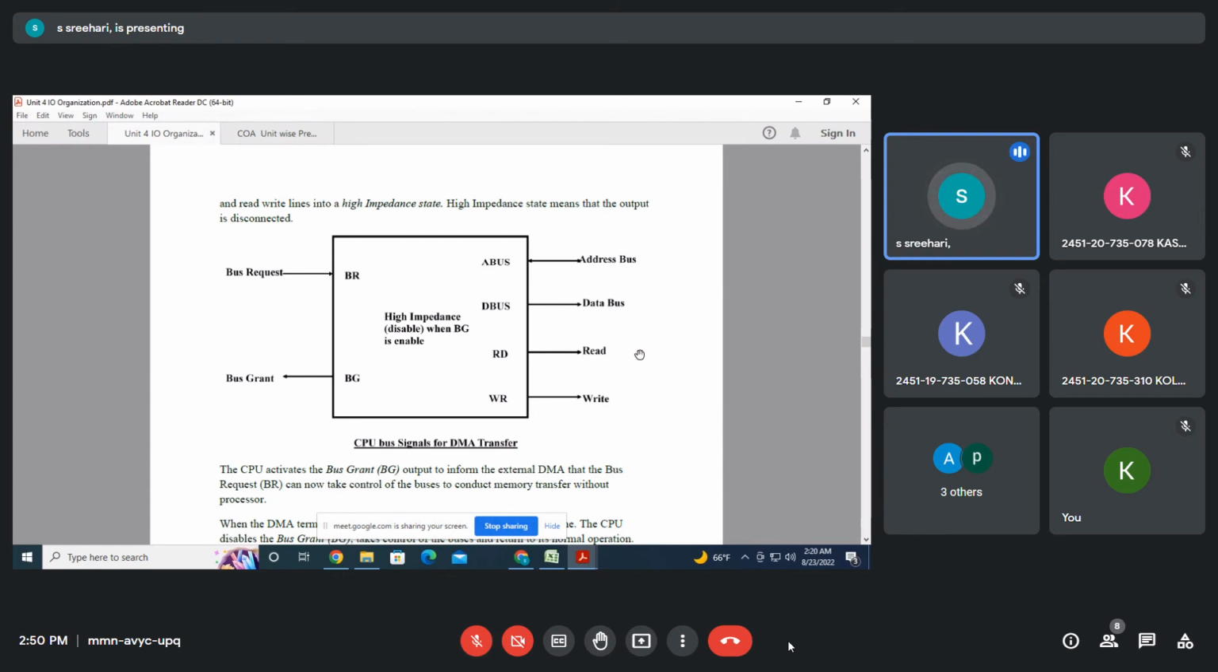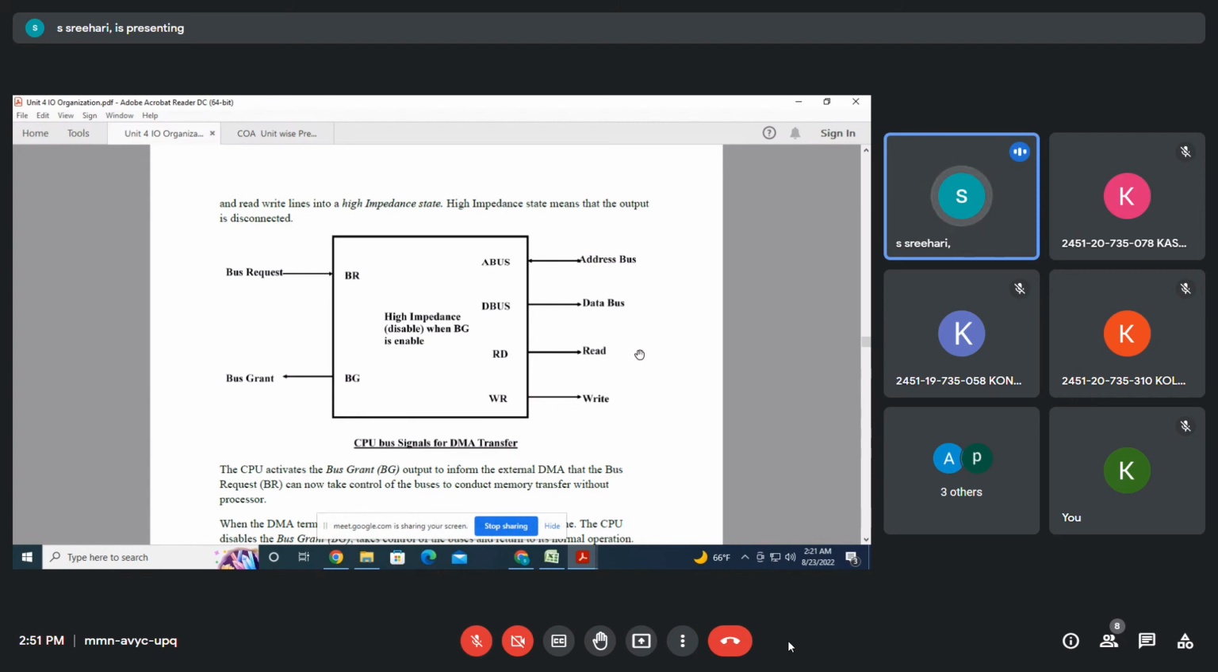The CPU grants the bus permissions. Then the data is transferred from memory to the IO device. Once it is done, it is released and an interrupt is generated, right? That is how the process is done. That is the DMA transfer, right?